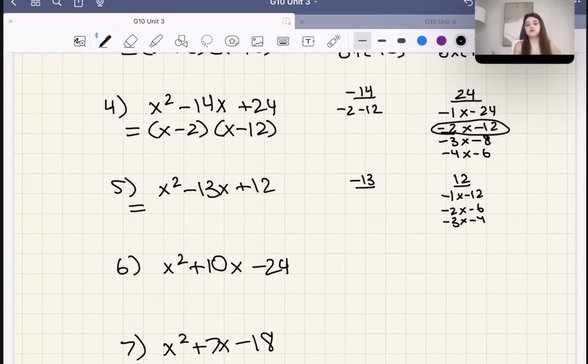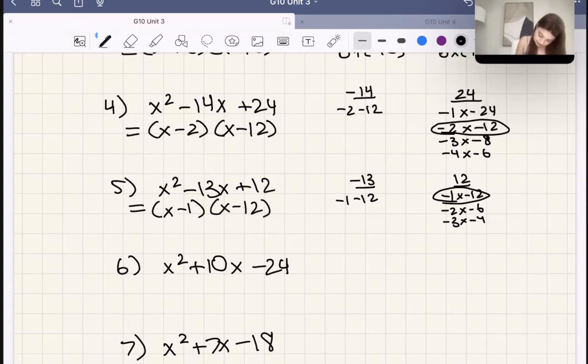Because these are the only things that could even possibly add up to something negative. 1 times 12, 2 times 6, and 3 times 4. Well, those are positive numbers. Adding up positive numbers always gets us positive numbers, right? There's no way around that. So what's our answer here? Well, negative 1 minus 12 gives us negative 13. So there we go. Awesome. So then we have x minus 1 and then x minus 12.